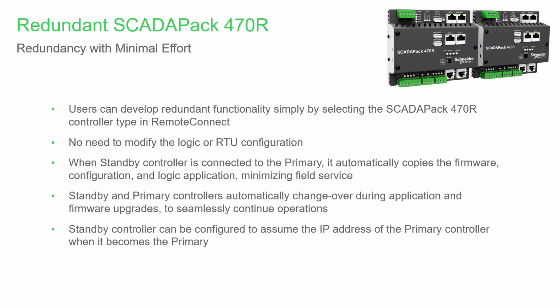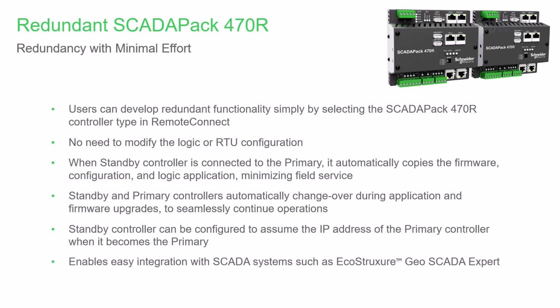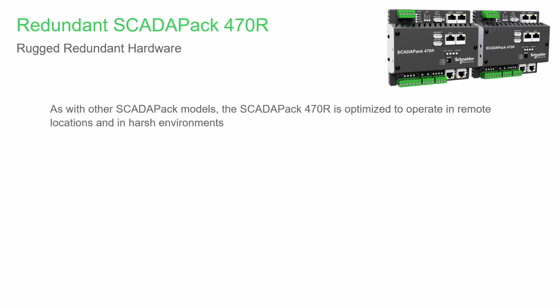The standby controller can be configured to assume the IP address of the primary controller when it becomes the primary, helping to enable easy integration with SCADA systems such as EcoStruxure GeoSCADA Expert. The SCADAPack 470R hardware, in addition to being redundant, is designed to be rugged. As with other SCADAPack models, the 470R is optimized to operate in remote locations and harsh environments.